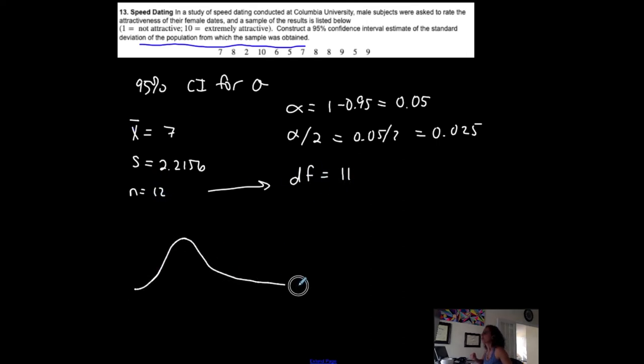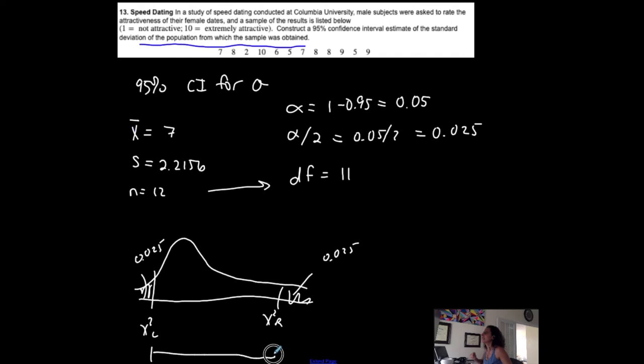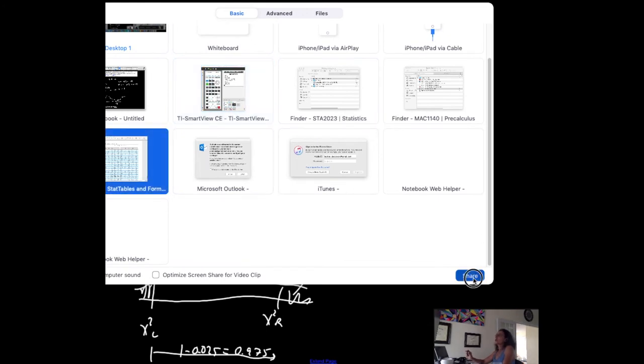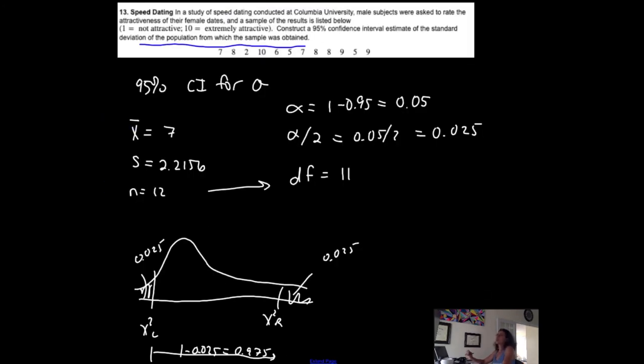I'll draw my curve again for you guys. It's skewed to the right. My right-tailed chi-squared critical value is over here with an area in the right tail of 0.025. My left-tailed chi-squared critical value has this area in the left tail. If the area to the left of this value is 0.025, then the area to the right is 1 minus that, 0.975. I'm just gathering all the information I need. You can see the repetition already, I am assuming. Sometimes you could skip drawing the curve because you know what's going to happen, but I'm showing my work.